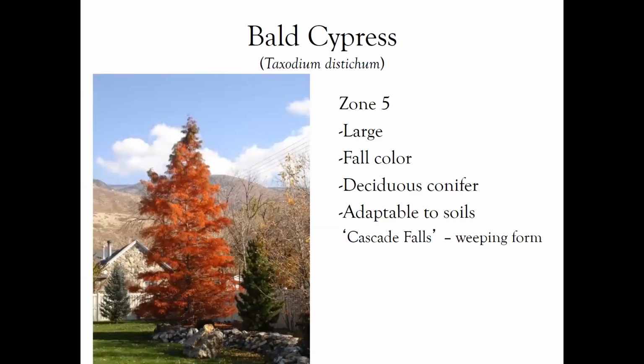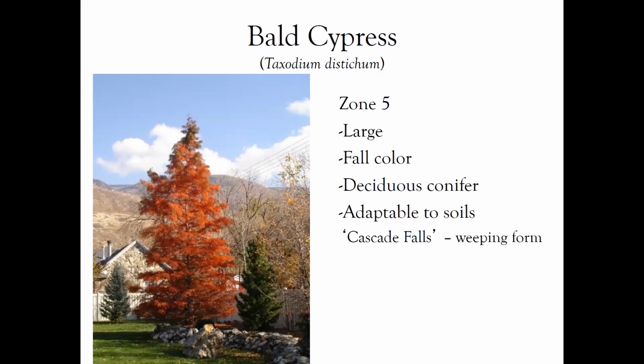Bald cypress, Taxodium distichum. This is a large tree. It's one of a small group of deciduous conifers. So that means it's a conifer like the firs, the spruces, the pines, and the cedars, but it loses its needles in the fall. And that's what's shown here, the needles are turning that really nice color, really nice fall color. And it's very adaptable to soils. So this is one I recommend.